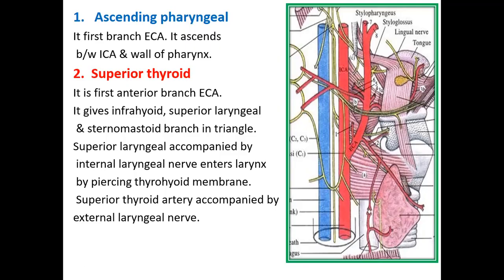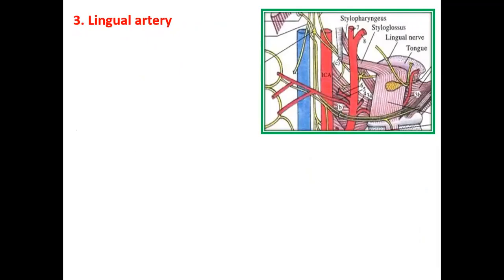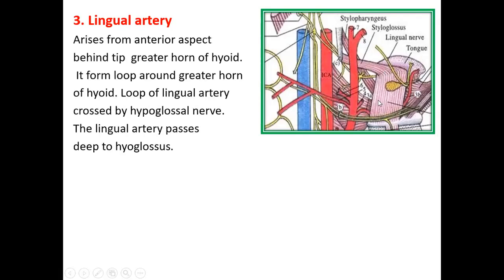Then the third branch is called the lingual artery. The lingual artery arises from the anterior aspect, behind the tip of the greater horn of the hyoid bone. So this one is the lingual artery. It arises from the anterior aspect of the external carotid artery and behind the greater horn. This one is the greater horn of the hyoid bone. It forms a loop around the greater horn of the hyoid bone, and the loop of the lingual artery is crossed by the hypoglossal nerve. And this lingual artery passes deep to the hyoglossus muscle. This muscle is the hyoglossus muscle.